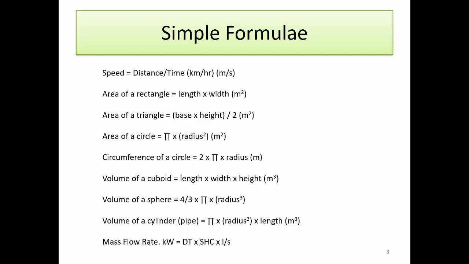Area of a circle, pi r squared. Pi is a constant, 3.14 in round terms. The circumference of a circle is 2 pi r, or pi times the diameter. This can be useful for working out how much pipe we have left on a coil.